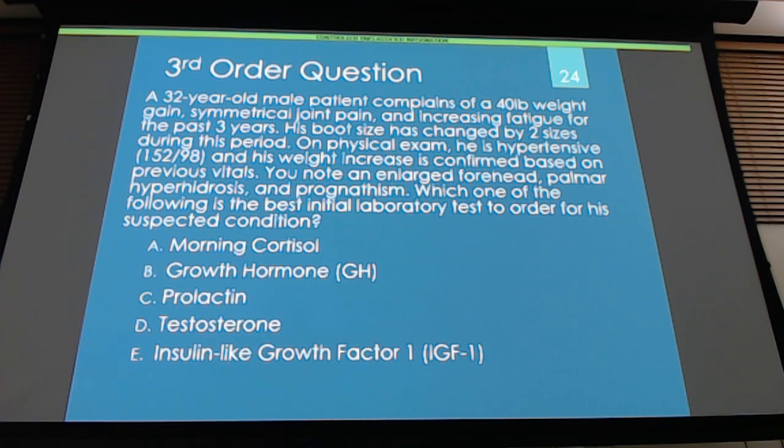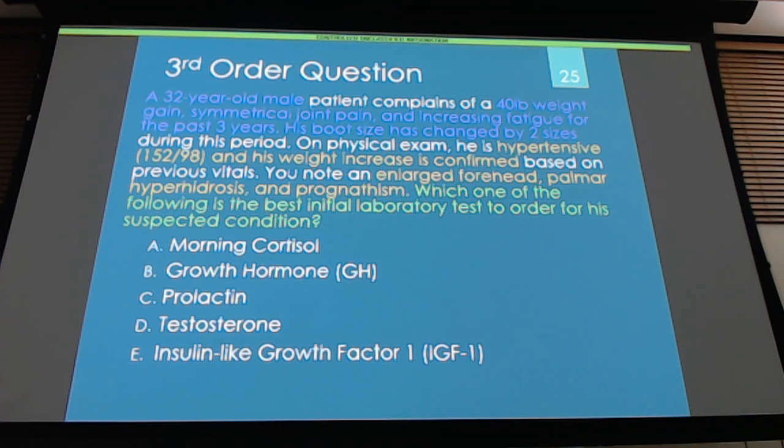Okay, so this is a third order question, the exact same scenario, but the question changed in green. Which one of the following is the best initial laboratory test to order for this suspected condition? So we know it's acromegaly. This is probably the hardest one. And we'll talk about it tomorrow, or I keep saying tomorrow. We got morning cortisol, growth hormone, prolactin, testosterone, or insulin-like growth factor.